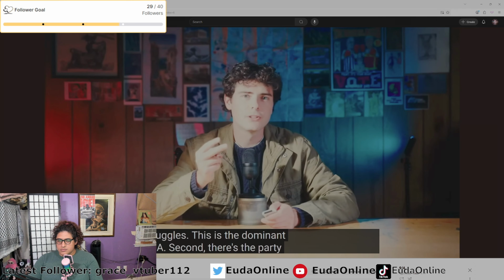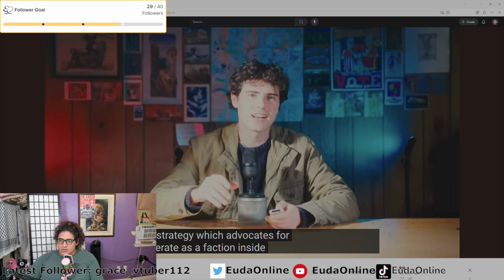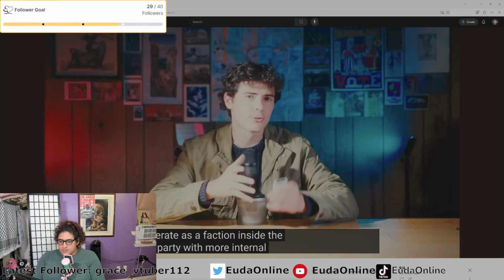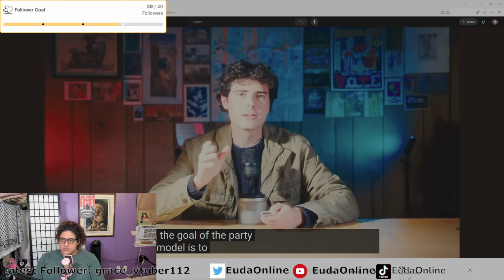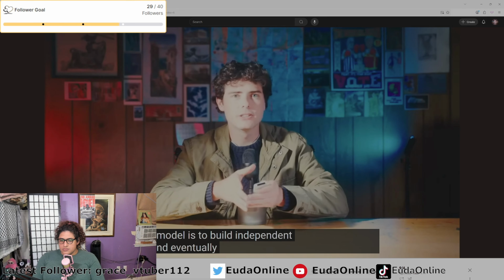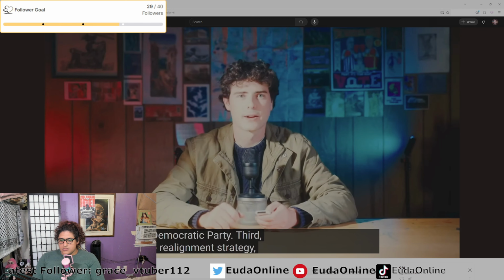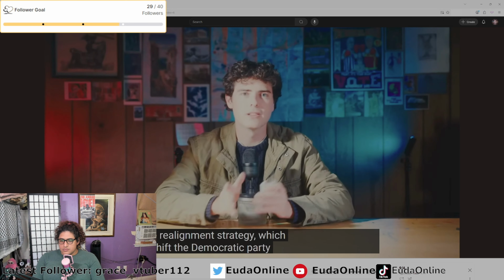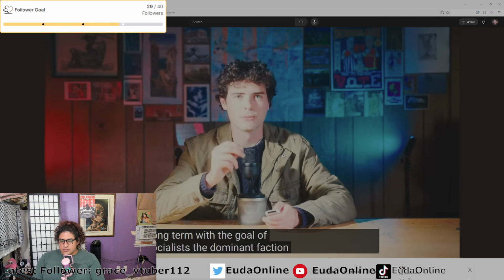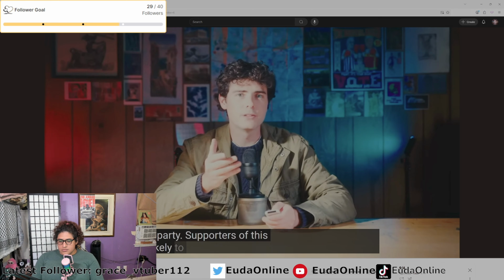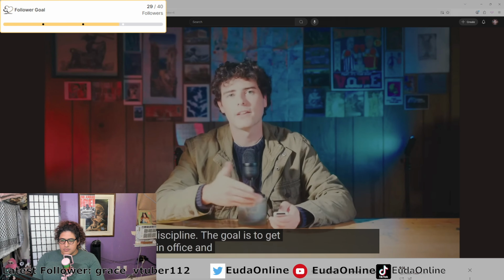Second, there's the party surrogate strategy, which advocates for DSA to operate as a faction inside the Democrat Party with more internal discipline for socialists in office. Ultimately, the goal of the party surrogate model is to build independent capacity and eventually splinter off from the Democratic Party. Third, there's the realignment strategy, which seeks to shift the Democratic Party left over the long term, with the goal of making socialists the dominant faction within the party. Supporters of this plan are likely to favor looser electoral discipline. The goal is to get socialists in office and then go from there.